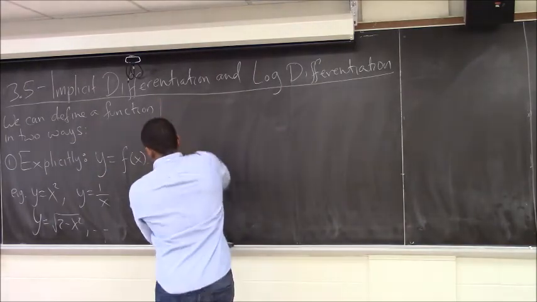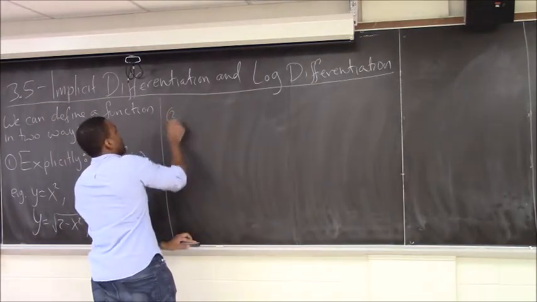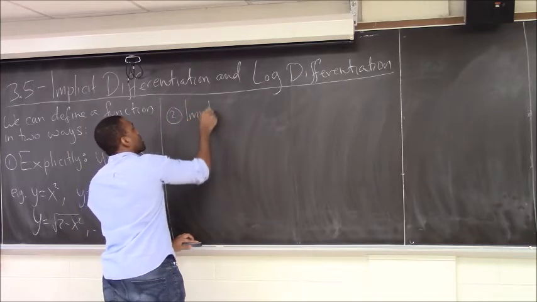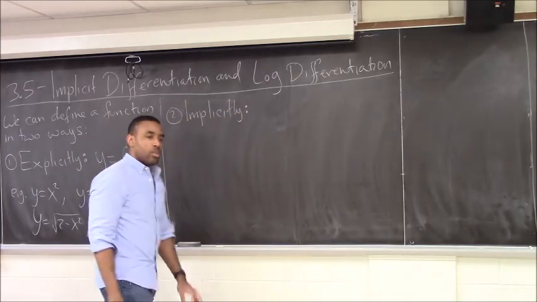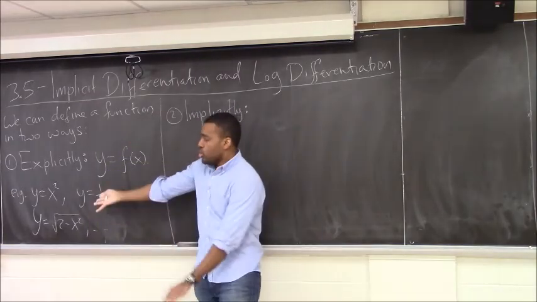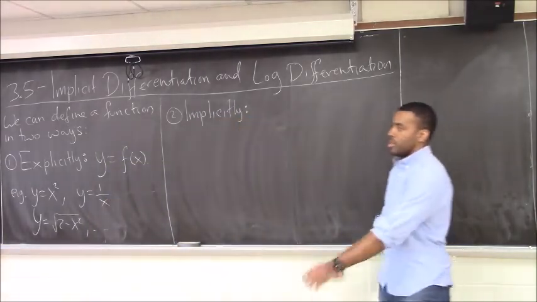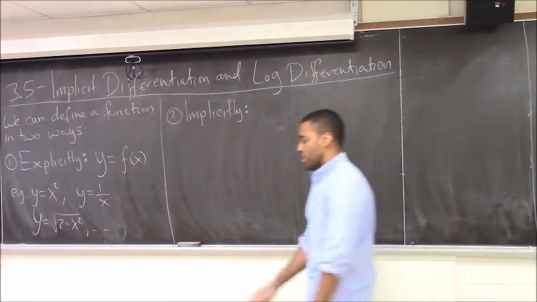But it turns out there's another way to define a function. It's called implicit. So a function can be implicitly defined. And basically what that means is you cannot have the y out in the open, or it's just not given to you that way.